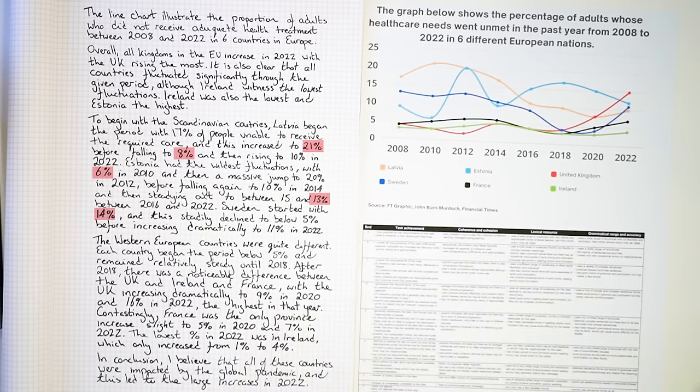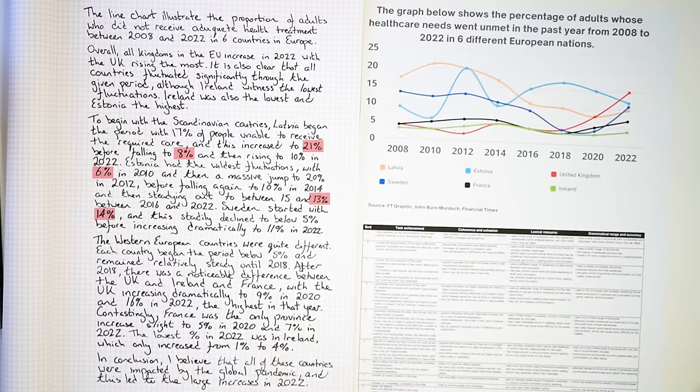And if we zoom out a little bit, what can we also notice about the data? So if we look at Latvia, Estonia, and Sweden, we can see very large fluctuations happening throughout the period. They have quite dramatic swings and fluctuations. So we probably should include that as well.